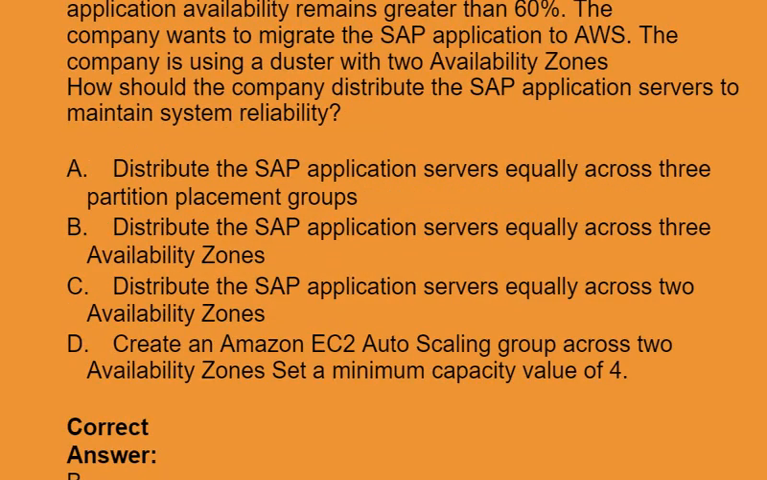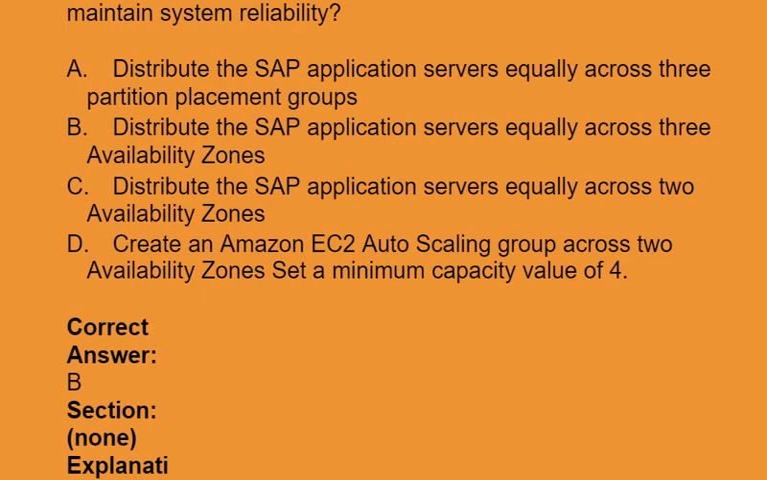Option A: distribute the SAP application servers equally across three partition placement groups. Option B: distribute the SAP application servers equally across three availability zones. Option C: distribute the SAP application servers equally across two availability zones. Option D: create an Amazon EC2 Auto Scaling group across two availability zones. Set a minimum capacity value of 4. Correct answer is option B.